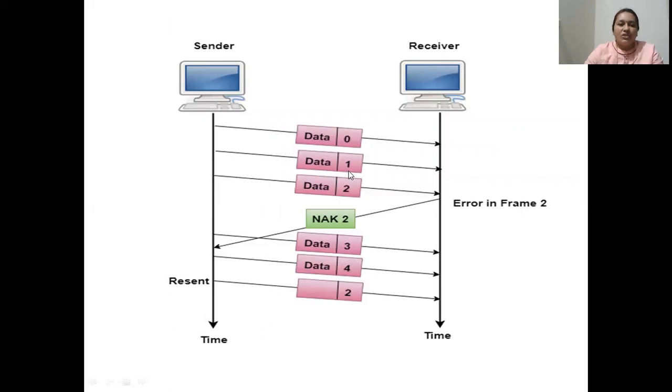So this figure shows the working of selective reject very aptly. The sender has sent 3 data frames, data 0, data 1, and data 2, out of which 0 and 1 have been received correctly, whereas frame 2 was received in a damaged form with error. In that case, the receiver will push the data 0 and data 1 onto its buffer and send a NAK 2 to the sender. The sender, in the meanwhile, would have sent data 3 and data 4. So once it receives NAK 2, it will send the data frame 2 again.